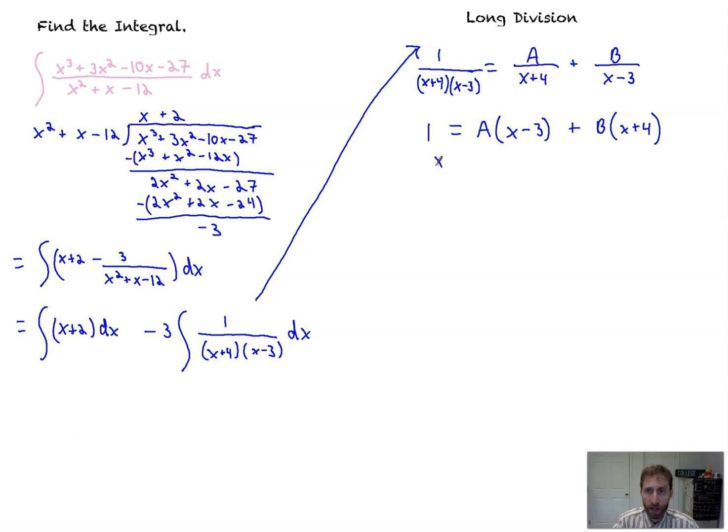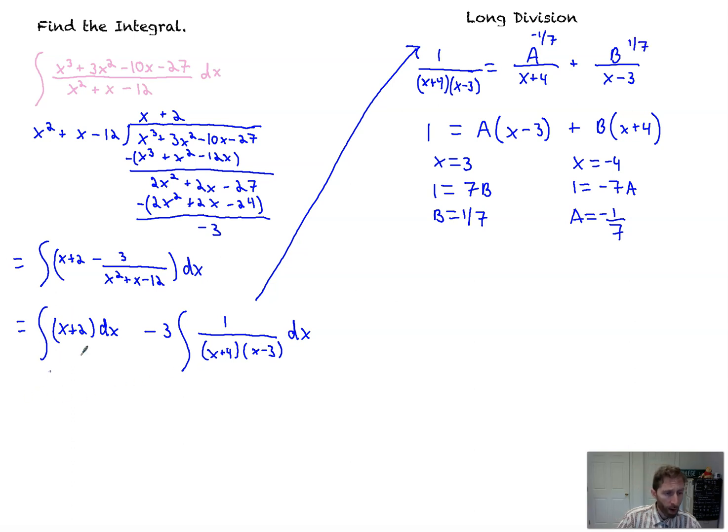All right, here we go. Now I'm going to let x equal 3 because that'll cancel this out. And we'll get 1 equals b times 3 plus 4, which is 7. Not bad. So b is equal to 1/7. Quite a manipulation. When x equals negative 4, that will cancel this out. And we'll be left with 1 equals a times minus 4 minus 3, which is minus 7. Oh, so a is equal to minus 1/7. So what that means is we can take this and split it into minus 1/7 over x plus 4 and plus 1/7 over x minus 3.